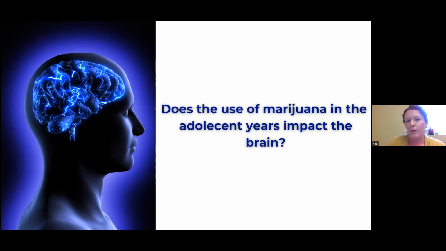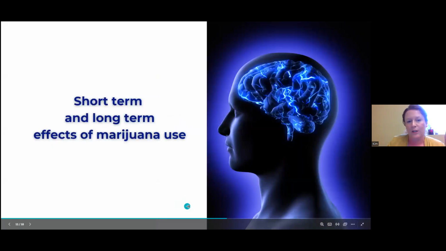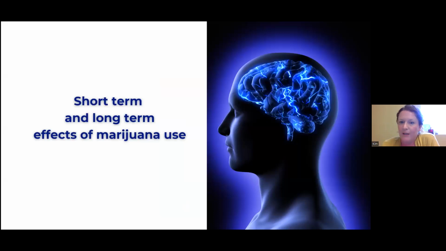Okay. So when we talk short-term and long-term effects of marijuana use, obviously, many of these we know: altered sense of time, changes in mood, impaired body movement, inability to think quickly and solve problems quickly. We talked about the impaired memory. For some people, if they're taking higher doses, it could lead to hallucinations or delusions.